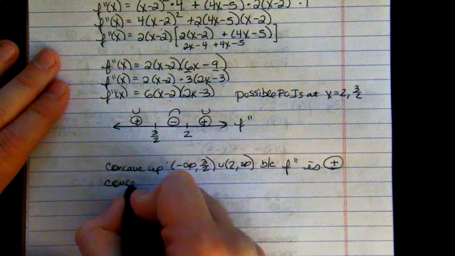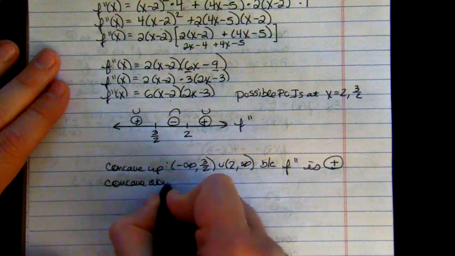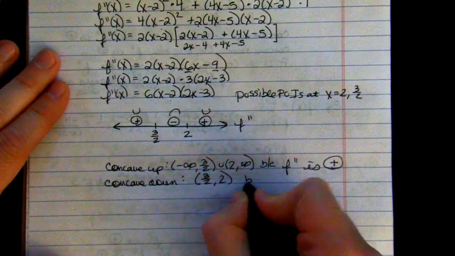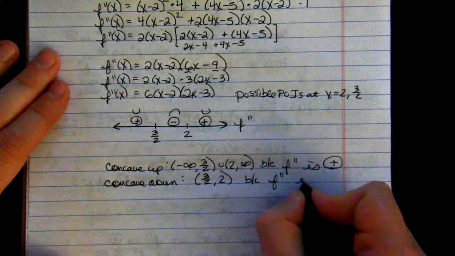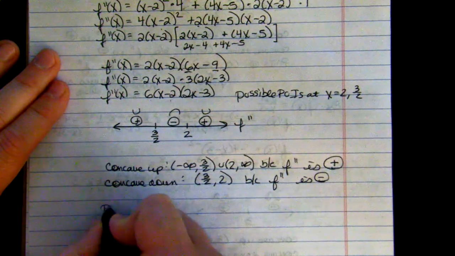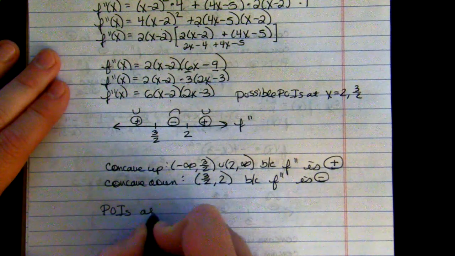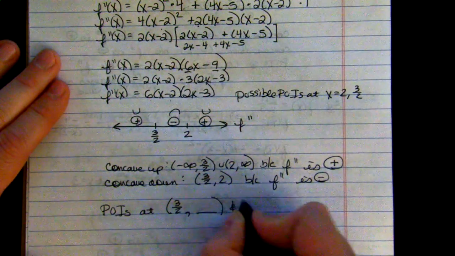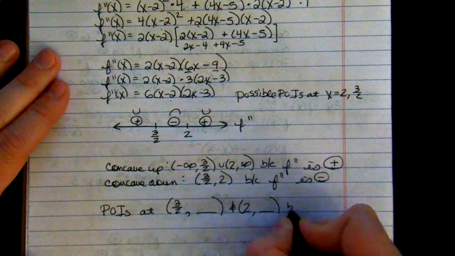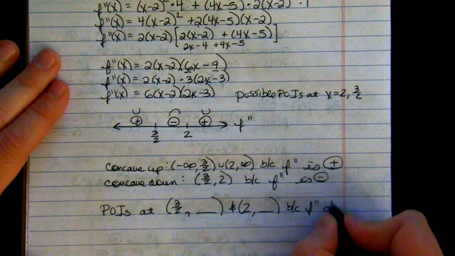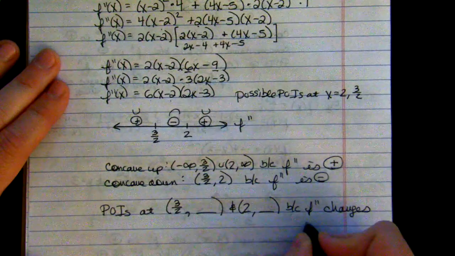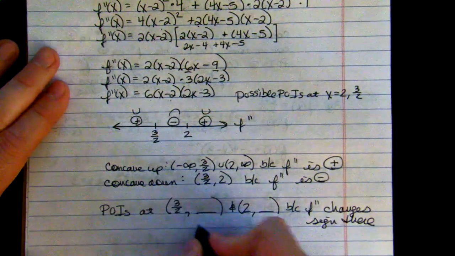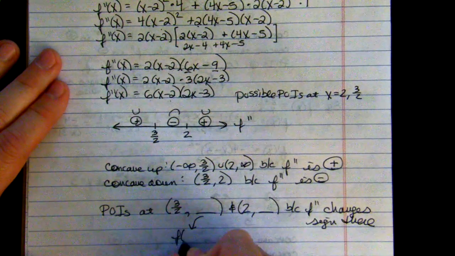And concave down between 3 halves and 2, because f double prime is negative. And there are points of inflection at 3 halves, comma something, and 2, comma something, because f double prime changes sign. There. And to find these, remember we're going to plug back into the original.